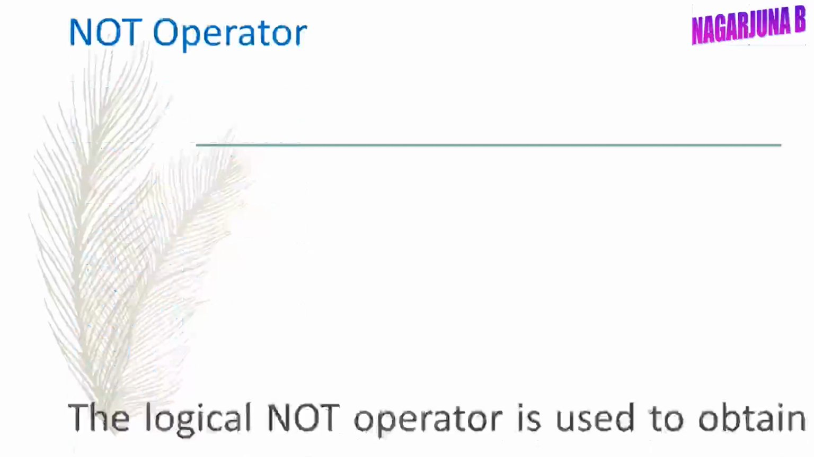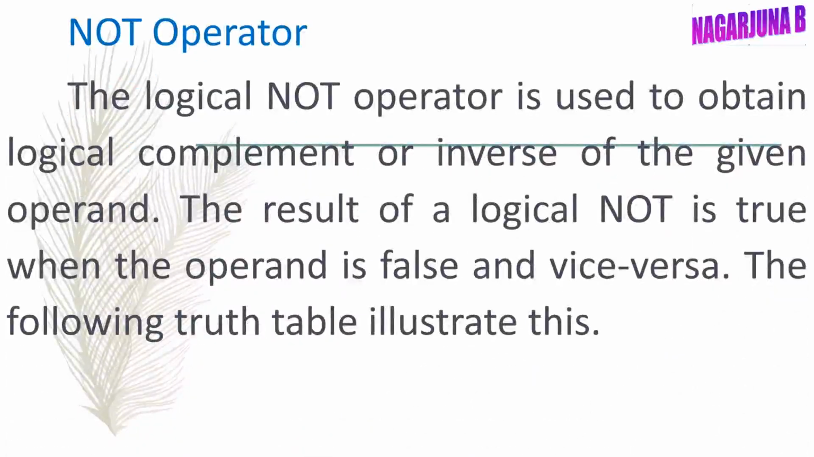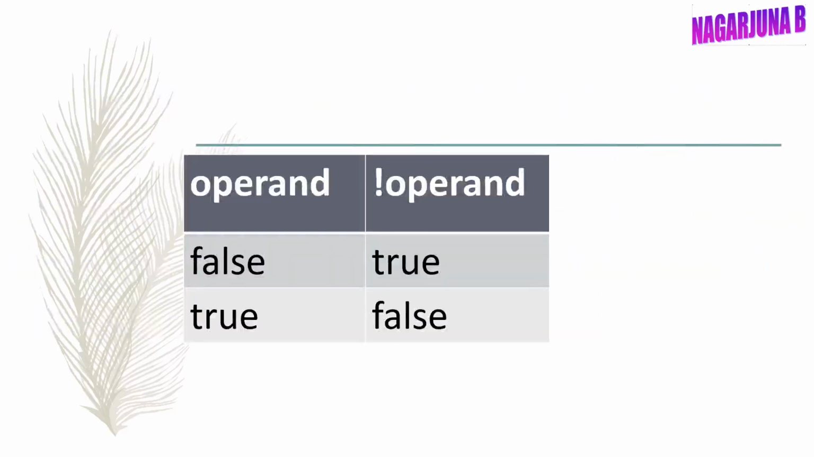NOT operator. The logical NOT operator is used to obtain the logical complement or inverse of a given operand. The result of a logical NOT is true when the operand is false and vice versa. That means if it is false, then it will be true. The following truth table illustrates this.